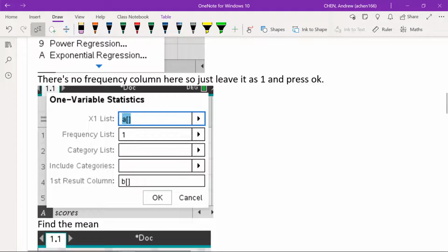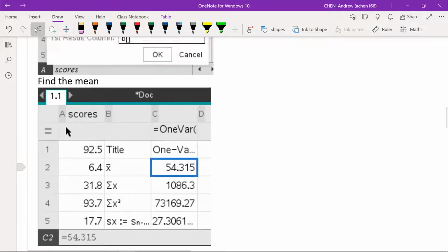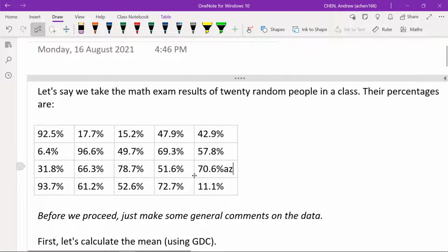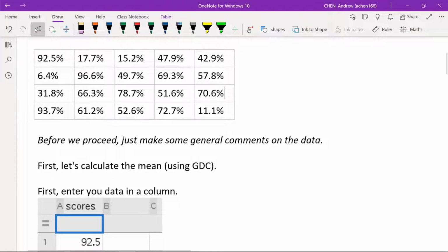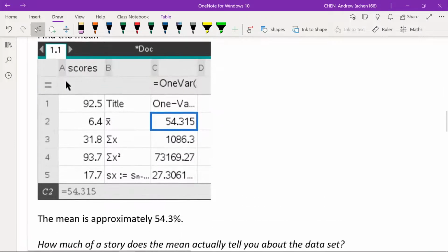This table should pop up. Just adjust your columns wherever your data is, where you want your results to be output. And leave your frequency as 1 because there's no frequency in this list of data. There's just 20 data points, that's it. Then press OK. Find the mean, which is X bar, and then you'll get 54.3. So the mean of these 20 scores is 54.3% approximately.